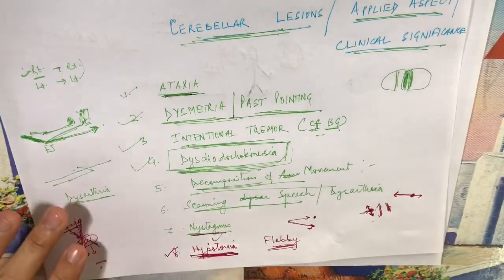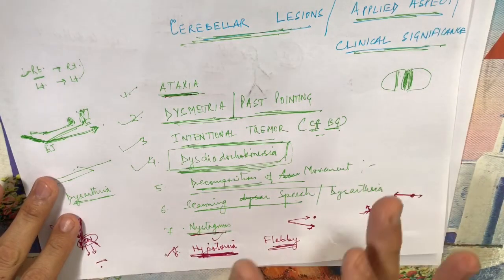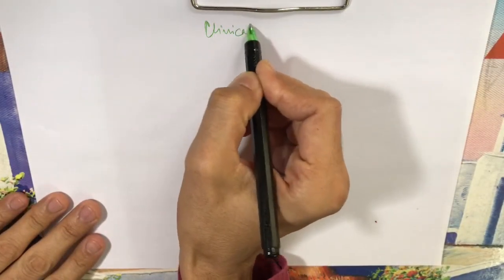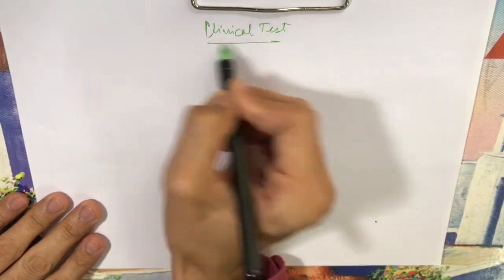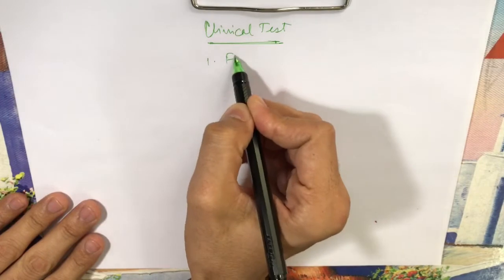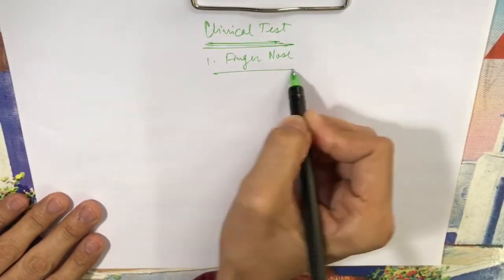all these things can be tested or checked via certain clinical tests for cerebellar dysfunction. What are these clinical tests? One is the finger nose test. These clinical tests we will cover. Okay.